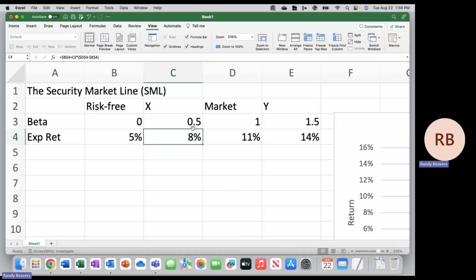And then I'm going to copy this formula and paste it over here for Y, and it should get you 14%.